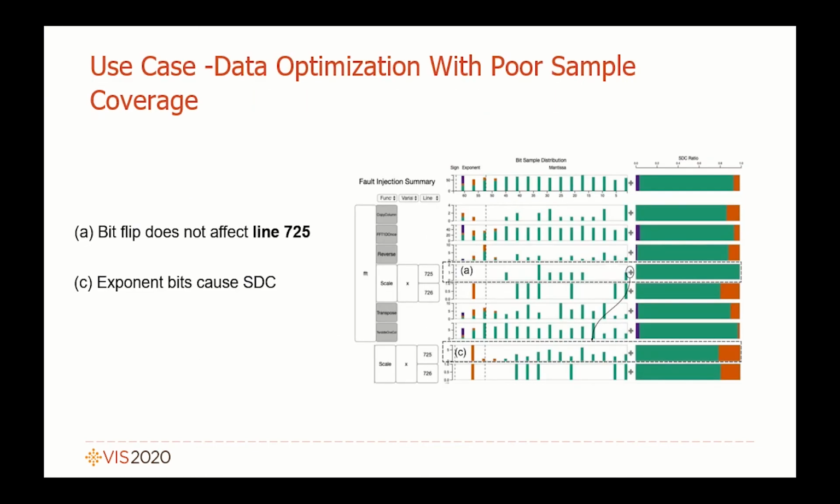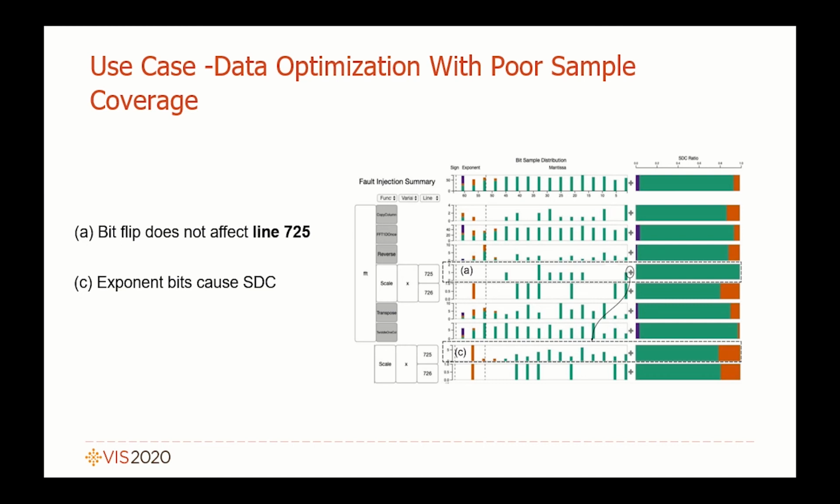For an injection campaign, we randomly inject errors into a program's computations. This stochastic process introduces a problem: some program components do not have balanced sample coverage, and the resiliency conclusion about them will be problematic. Our system enables users to optimize the data online during the analysis.